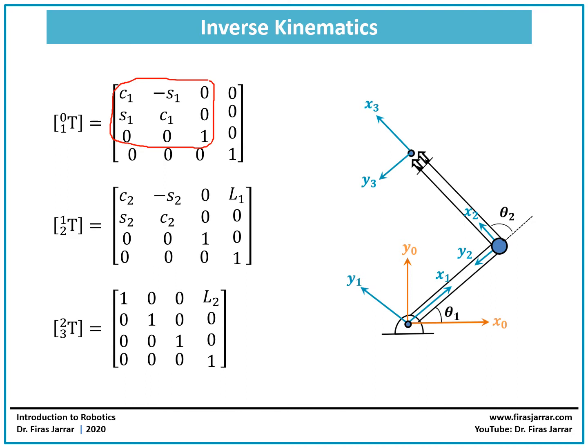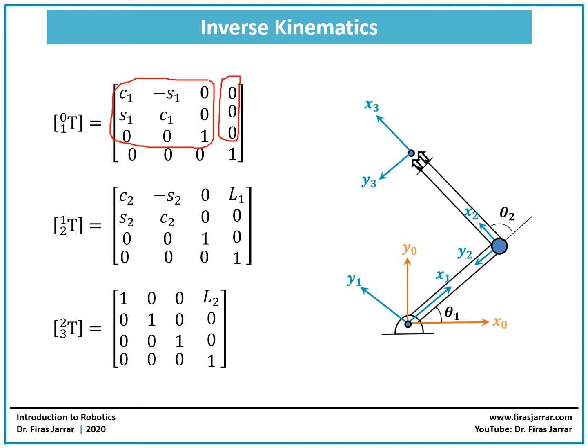And these three numbers correspond to the position of the origin of frame 1 with respect to frame 0, and we can see that both frames have the same origin. This is why these are going to be zeros. Then we have the transformation matrix for frame 2 with respect to frame 1.